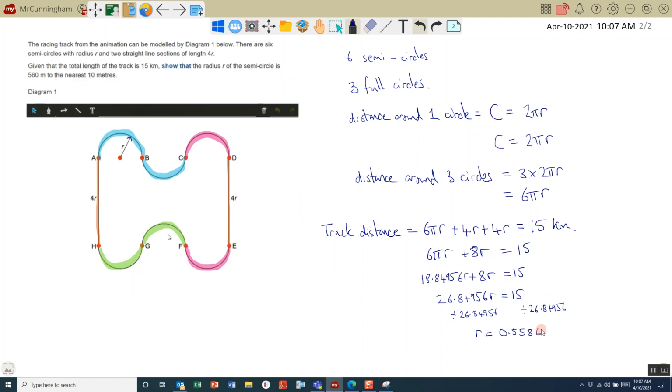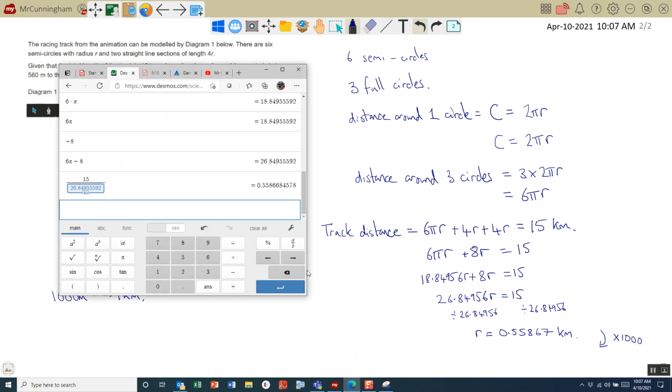0.55867, we'll round up. And this is in kilometers. Now there are how many meters in a kilometer? There's 1,000 meters in 1 kilometer. So in order to change this into meters, I'm going to need to multiply by 1,000. And again, if you want, you can do it on your calculator.